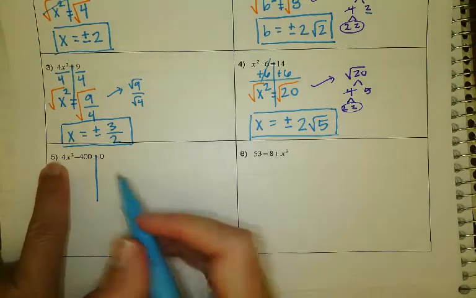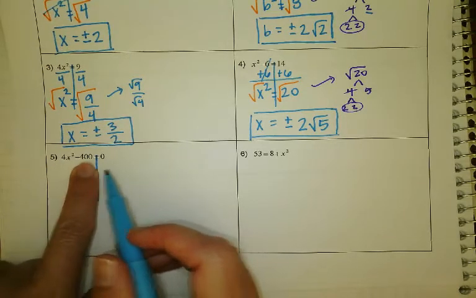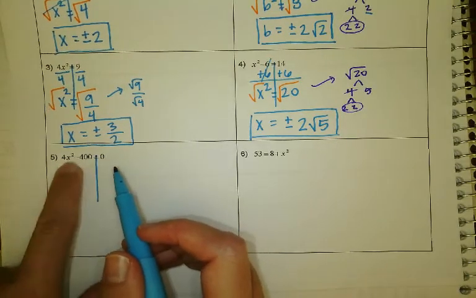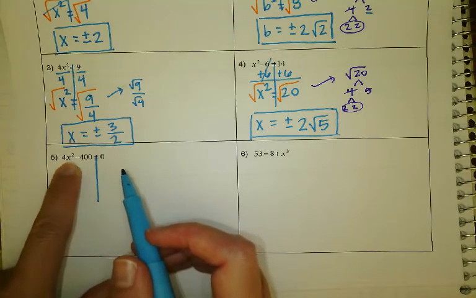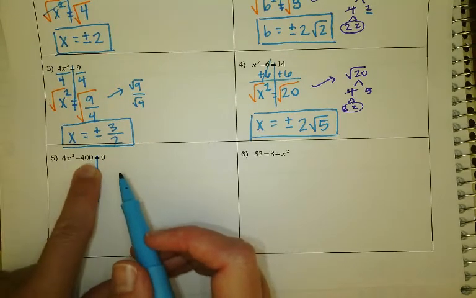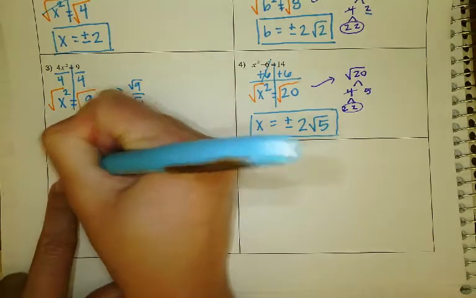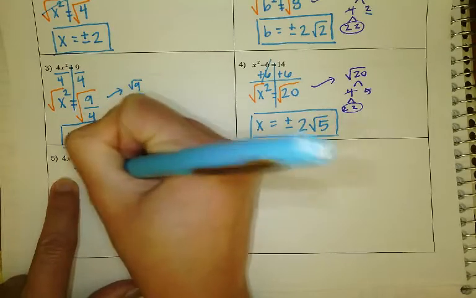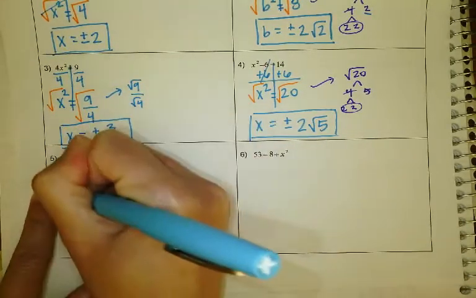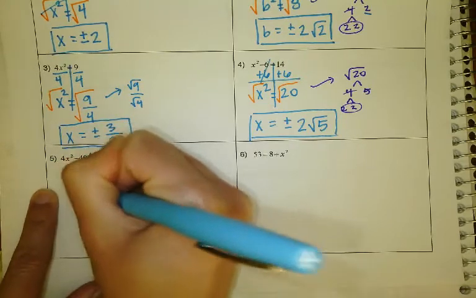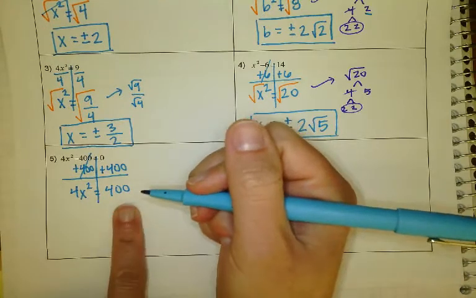Okay, 5 has extra numbers in it. So it has 4x squared minus 400 equals 0. We still need to get the x squared alone. So think about a normal equation. We would normally cancel this extra number that doesn't have a variable with it. I'm going to do that first still. I'm going to add 400 to both sides. So I get 4x squared equals 400.